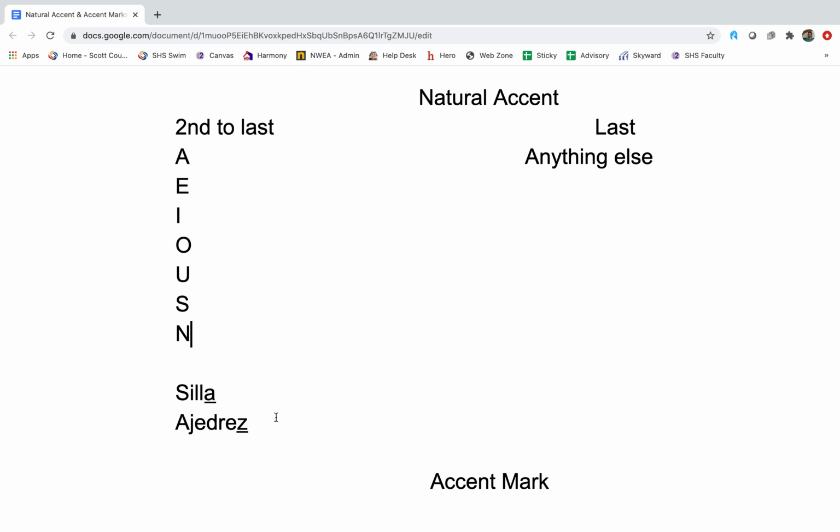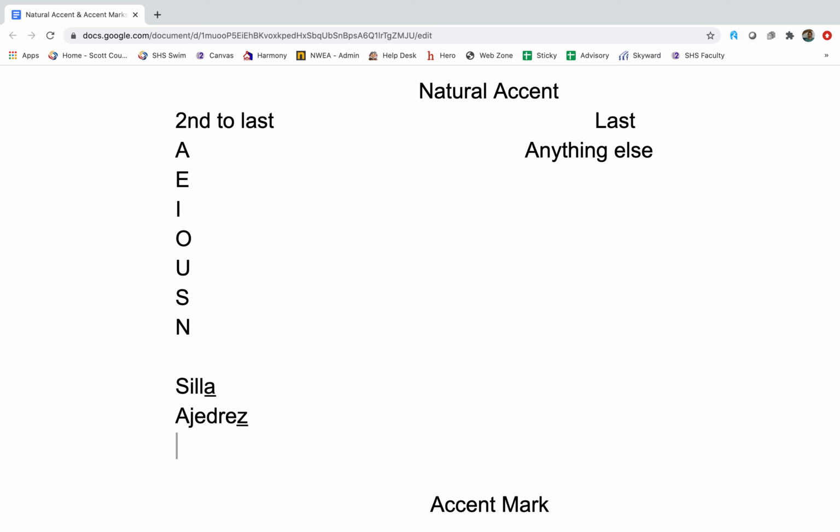So, following those rules, very simply, we can determine where the natural accent falls on a word. Now we'll do one more word and see if you can figure it out. I'll give you a little bit of time to work it out on your own and see if you can determine where the natural accent is in the word.